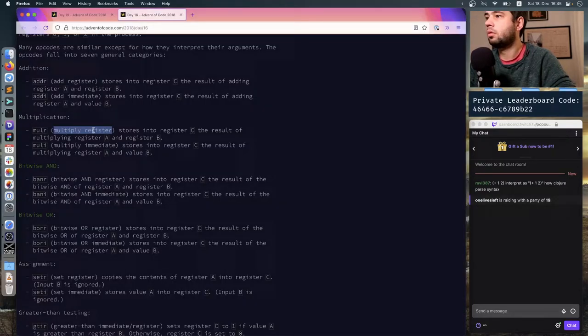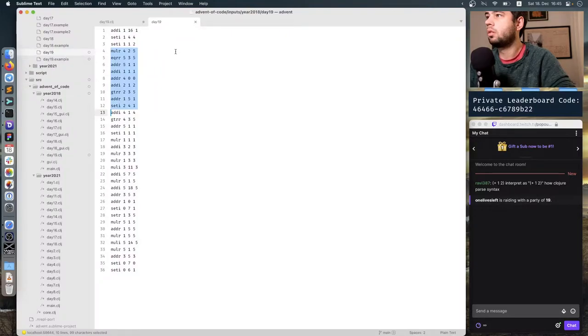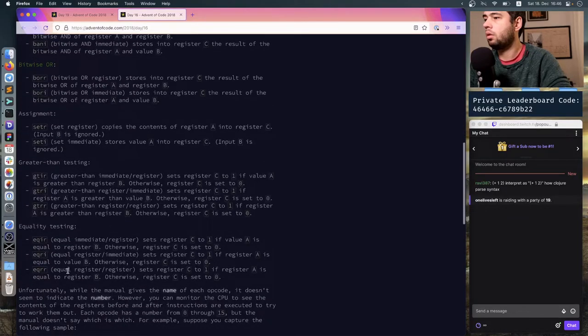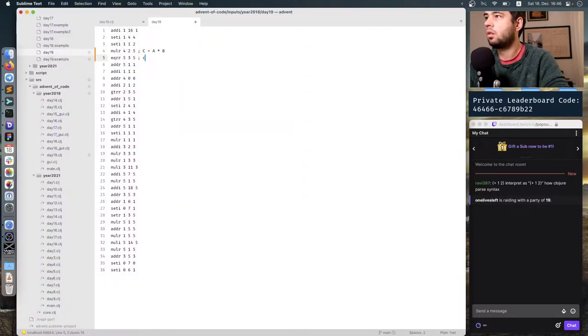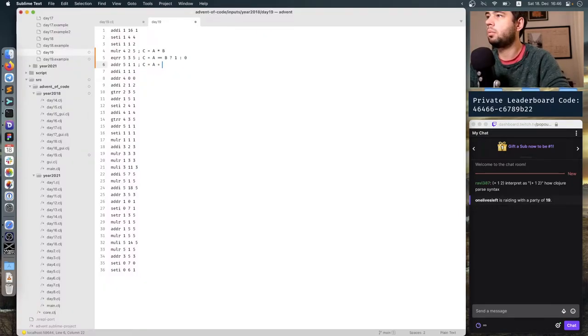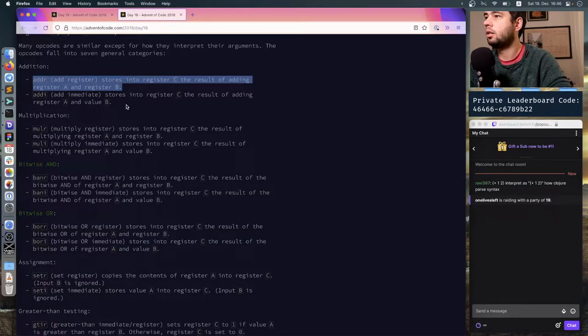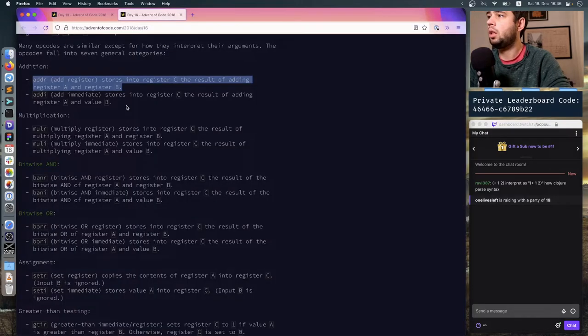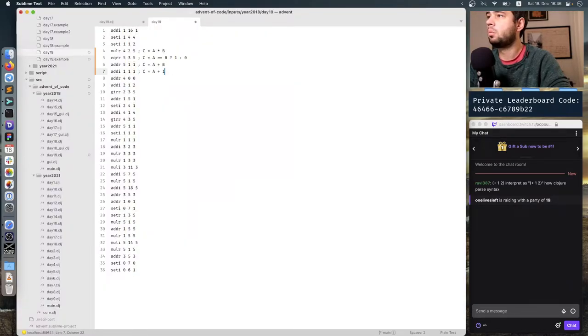Mulr: C equals A times B, okay. EQRR: C is 1 if A equals B, otherwise 0, right? ADDR: C equals A plus B. ADDI: register A and value B, C equals A plus B. Plus 1.